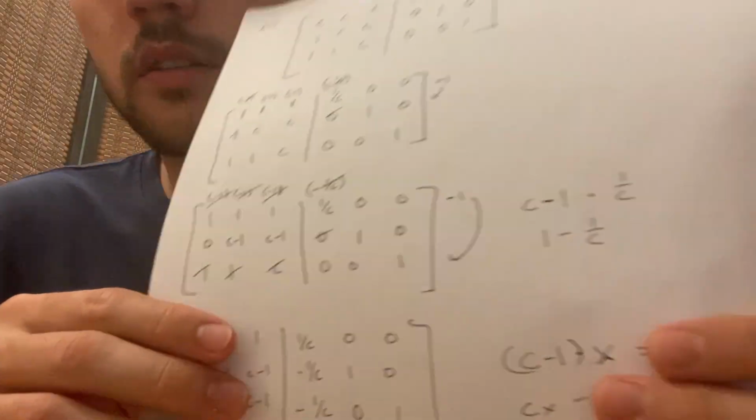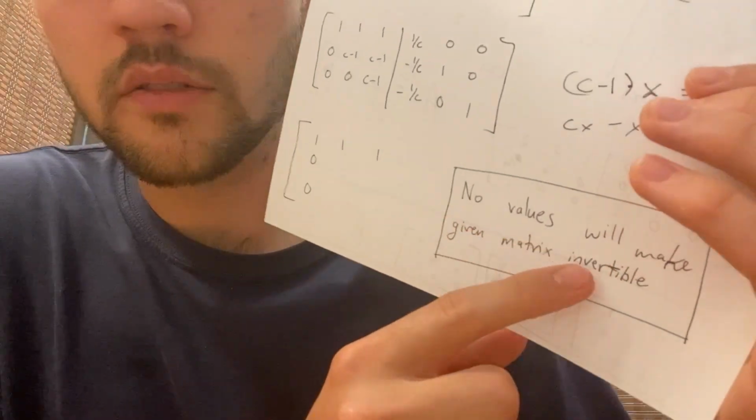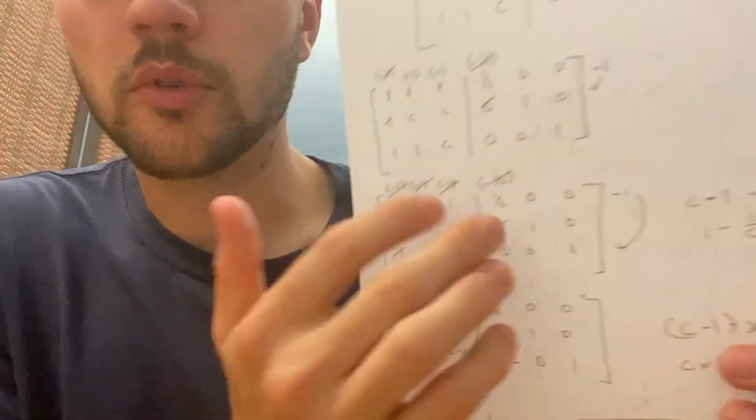Oh my gosh, could I? Maybe I could. If I said C times 1, or C minus 1 times 1, yeah, no, I don't think it can, because if I multiply it by 1 over C, it's going to be 1 minus 1 over C. And then what do I multiply it by? C again, so yeah. Basically, there are no values that will make this matrix invertible. That's what I think. We'll see tomorrow if I got that right.